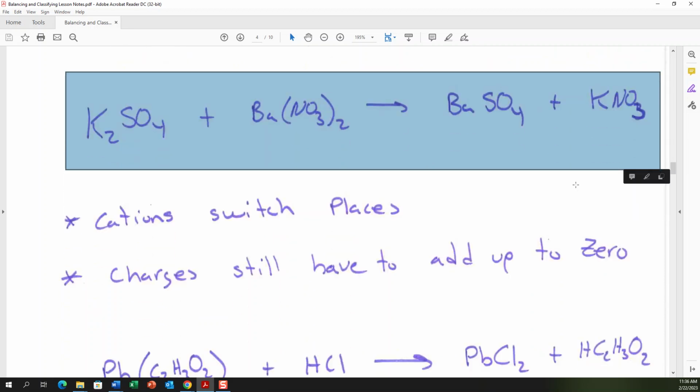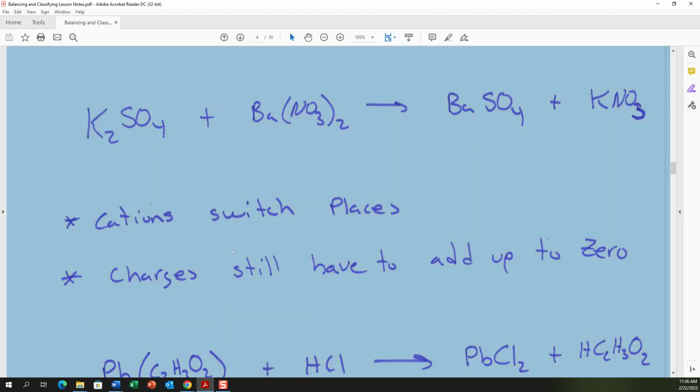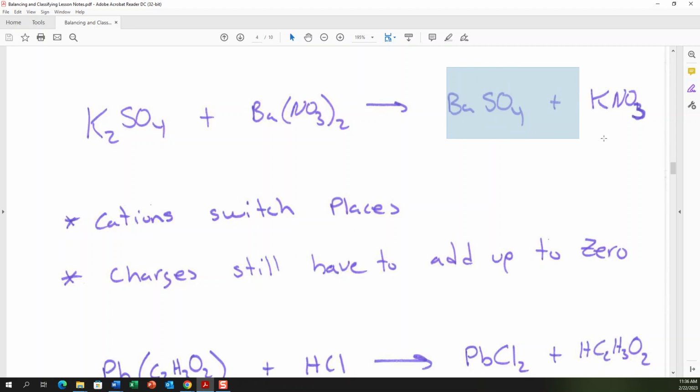Okay. So a way to think about double replacement reactions, you can say the cations switch places. You could also say the anions switch places. Usually we say the cations because that's always written first in the formula. But the charges of the compounds that are formed still have to add up to 0. So you still have to do the crisscross to get the right formula of the compounds on this side.